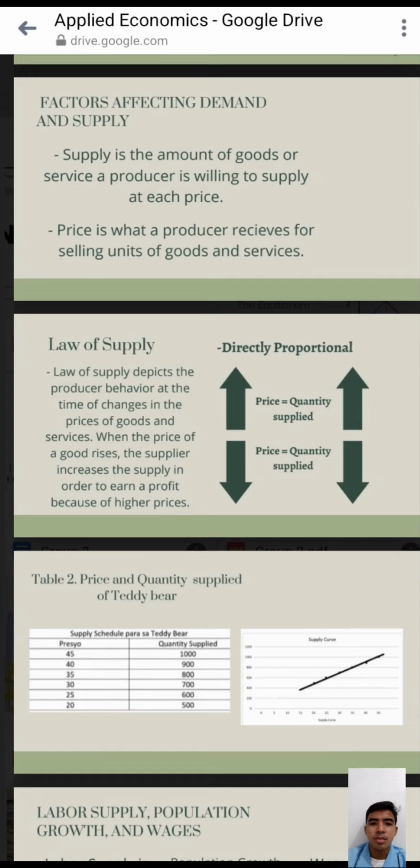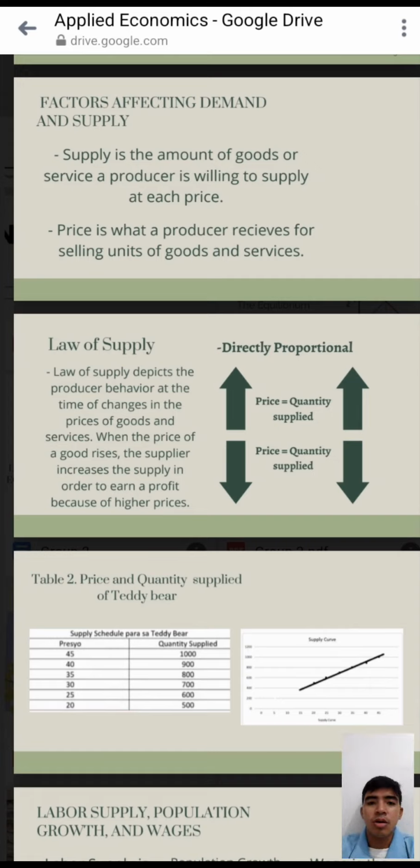Supply is the amount of goods or services a producer is willing to supply at each price. These are the quantities of goods that a producer is willing to give at each price. Price is what a producer receives for selling units of goods and services. The price is how much the customer paid. That's what the producer will receive.